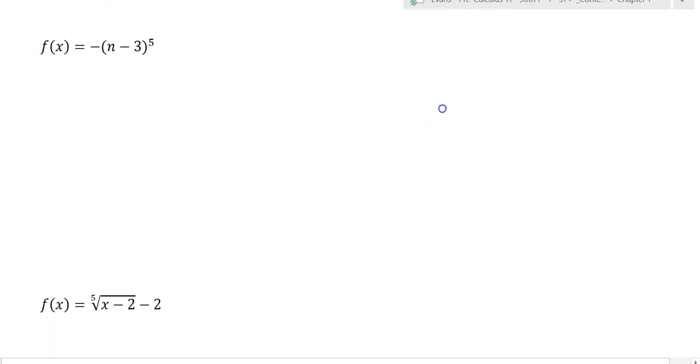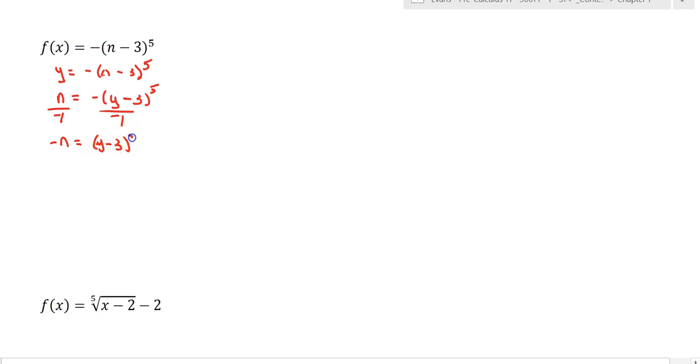This one will be a little bit faster. If we look at this example, I'm going to flip them around again. So it's going to be y equals negative n minus 3 to the 5th. Flip those, that's going to be n equals negative y minus 3 to the 5th. Now we have to solve for y, so the first step, divide by negative 1. So I get negative n equals y minus 3 to the 5th.